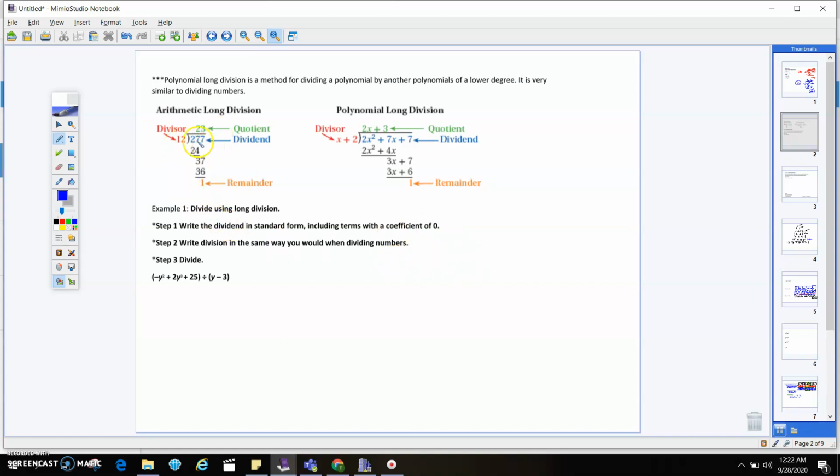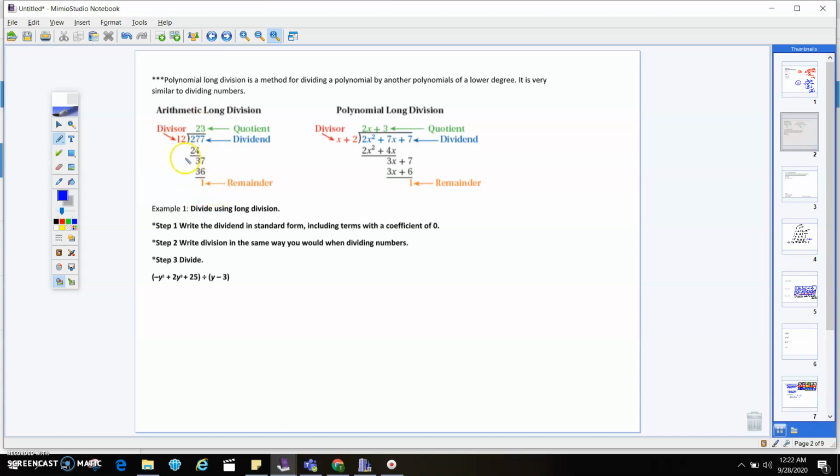The first thing is the vocab. The thing on the outside is called the divisor. The thing on the inside is called the dividend. The quotient is what you find, which is up top. And then you've got a remainder that's at the bottom.